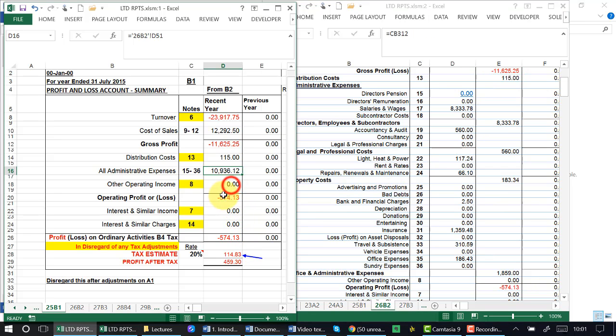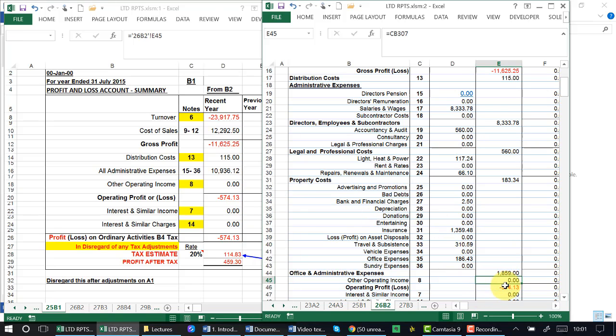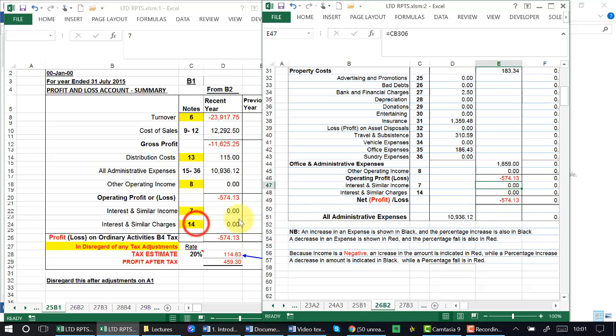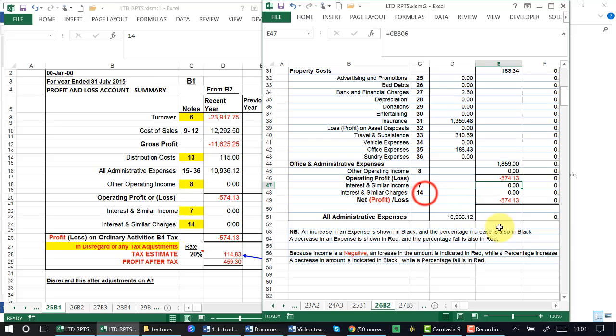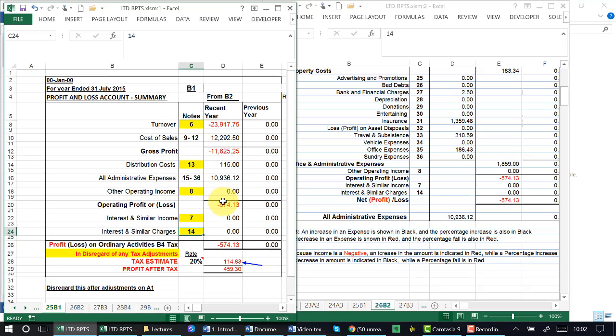Okay, and then other operating income is just note 8, same as that figure here. We've got a 0 here, but I intend to record some transactions, probably today's a Friday, by Monday, such that we can see figures on the reports. Monday, Tuesday, we should have some figures there. And then note 7 is simply coming from there, and note 14 is also coming from there. And that's it.